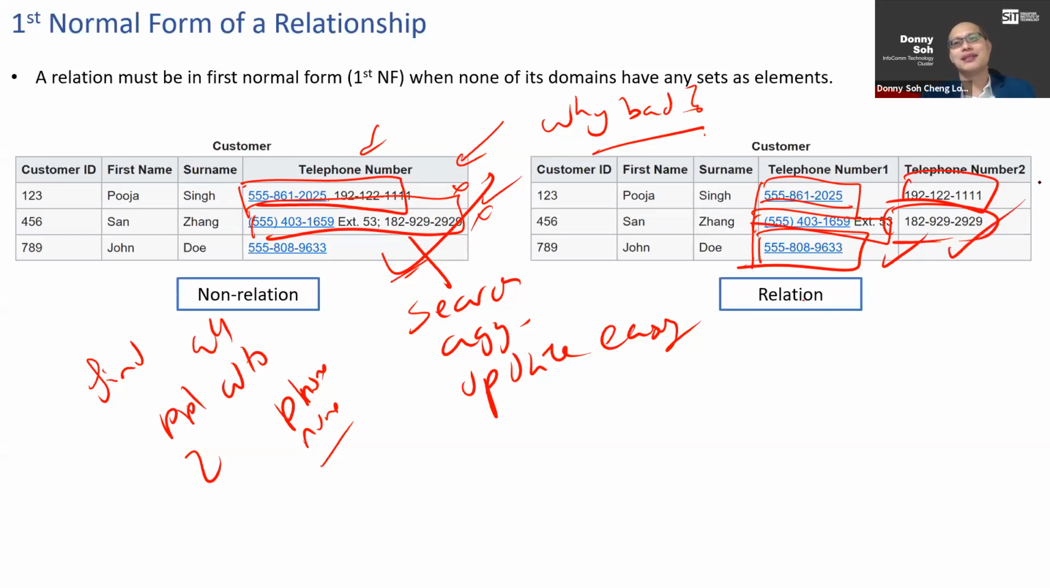Whereas for here, you can simply do one query to select all where telephone number 2 is equal to empty. You can get it done quite easily. Okay, so there's a very good question. Why would they want to store phone number in variable character?